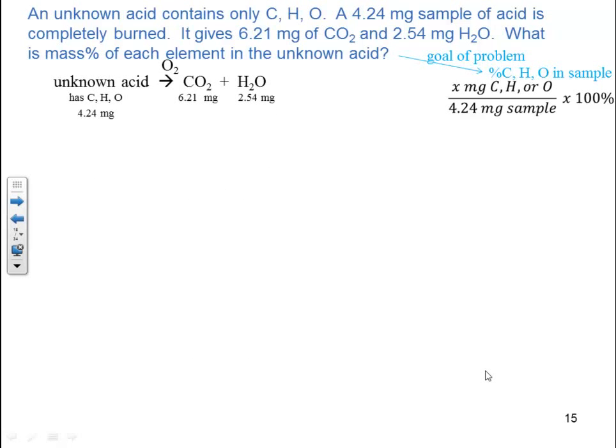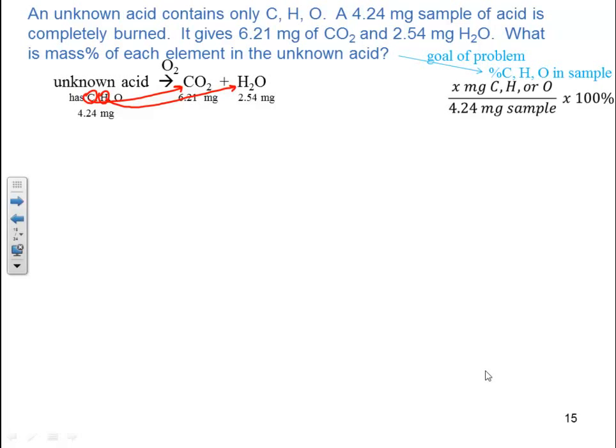So we have an unknown acid that has carbon, hydrogen, and oxygen. In fact, 4.24 milligrams. We're burning that into some oxygen, and we form CO2 and water, which we can measure and find out that we have 6.21 milligrams of CO2 and 2.54 milligrams of water. Now notice that all the carbon of my sample is ending up in CO2. All the hydrogen in my sample is ending up in H2O. However, that's not the case for the oxygen.